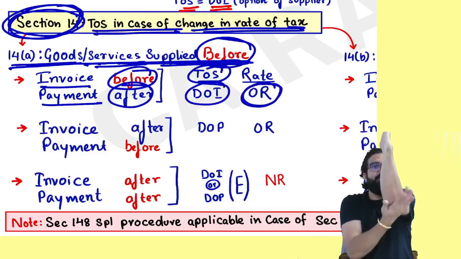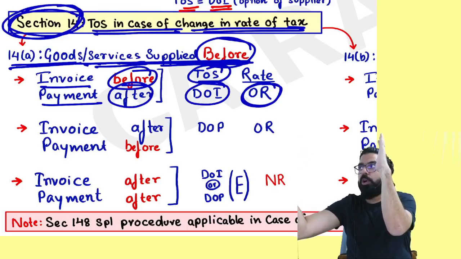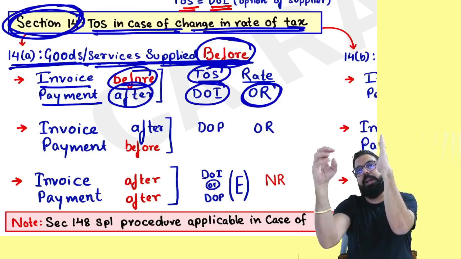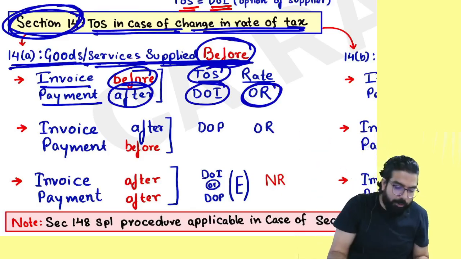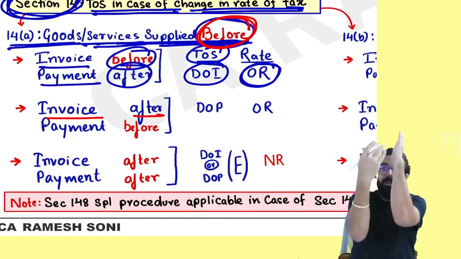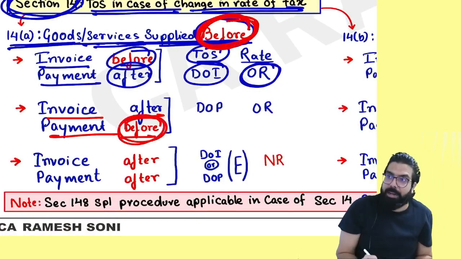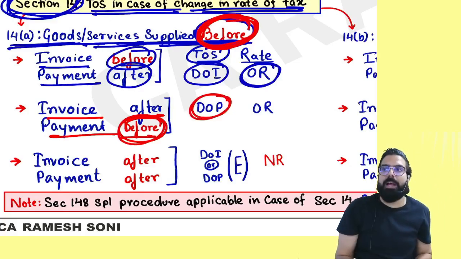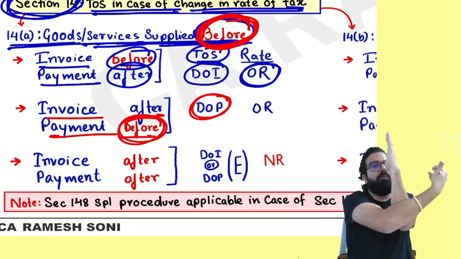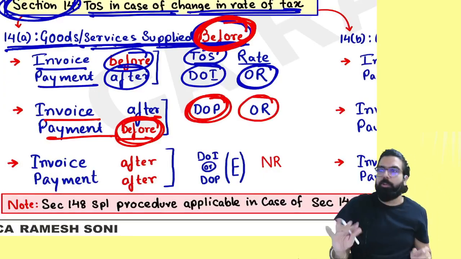People, over here, this is the rate change. Goods and service supplied before. Along with before, if the invoice is there, then the date of invoice becomes the time of supply, and that day, what is the rate? Old rate will apply. Supposing I tell you goods and service supplied before, invoice is after, but payment is before. Can you tell me with the supply what is attached? Payment. So the date of payment will become your time of supply. Payment is before, invoice is after, what is attached to the supply? Payment. Date of payment and old rate will apply.